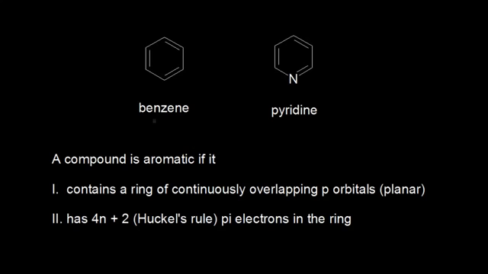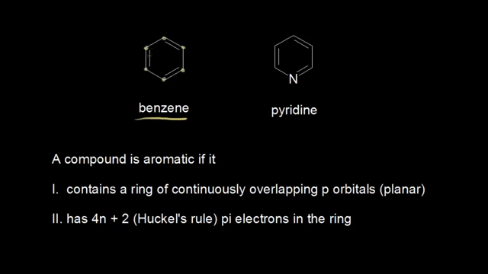In previous videos, we've already seen that benzene is aromatic because it fits the following criteria. Benzene contains a ring of continuously overlapping p orbitals. Each of the 6 carbons in benzene has a double bond to it, so each of those 6 carbons is sp2 hybridized, which means that each of those carbons has a free p orbital. And because benzene is a planar molecule, those p orbitals can overlap side by side and allow for delocalization of the pi electrons in benzene.